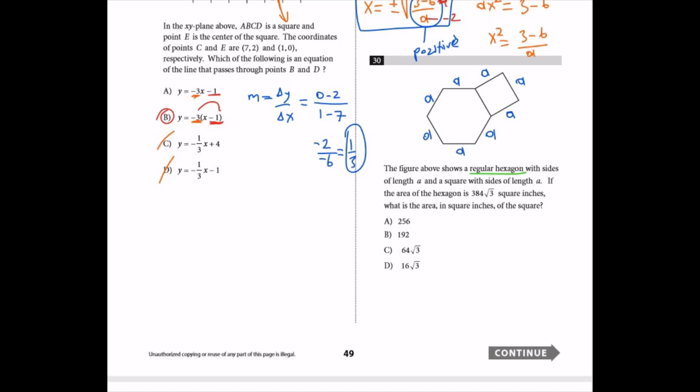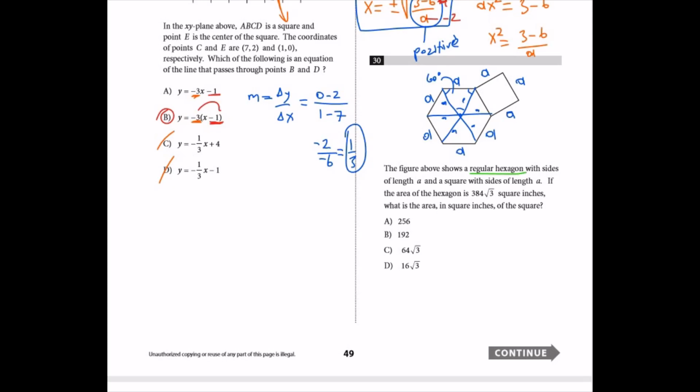Since this is a regular hexagon, we can slice it into 6 equilateral triangles, which has, let me slice it correctly. So from the vertices, now we have 6 equilateral triangles, which means they all have the same side, which is all of them are A, everything is A, and all has the 60 degrees everywhere. So all the angles are 60 degrees.